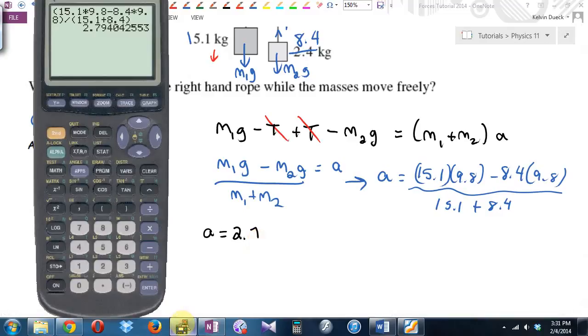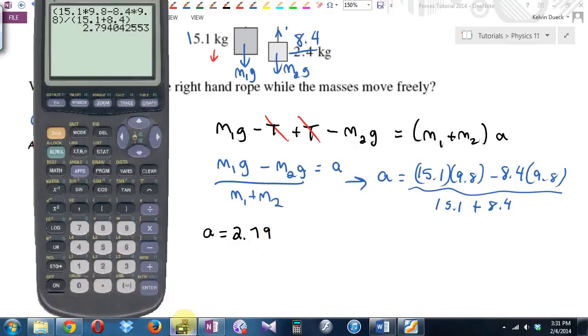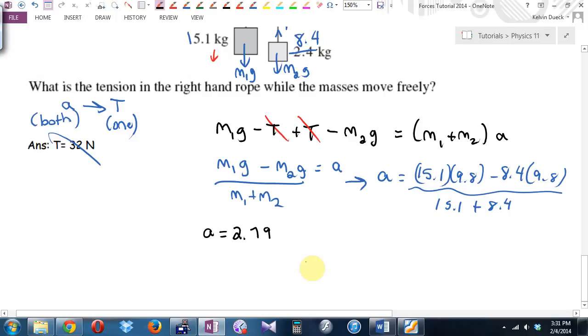What did I say, 2.79? And I'll use the answer button on my calculator because it's really 2.7940425553, blah, blah, blah. What does this question want me to find? To find tension, I need to go look at one mass. Which mass? Doesn't matter. Although one is going to be easier than the other.